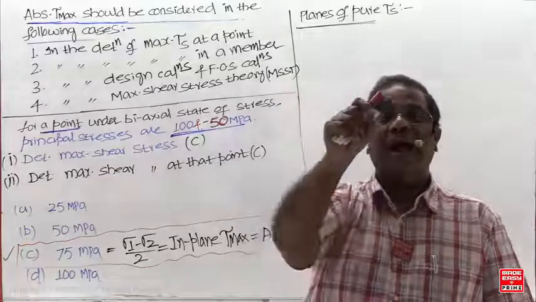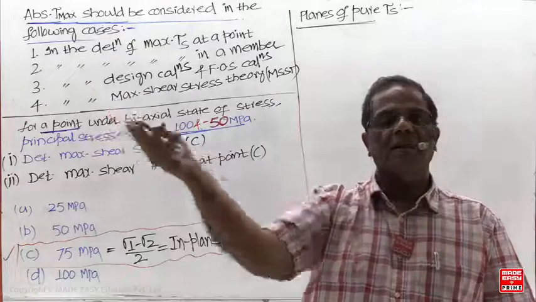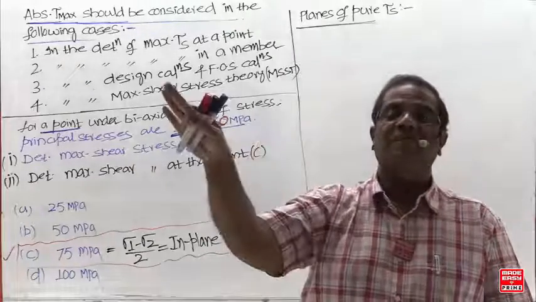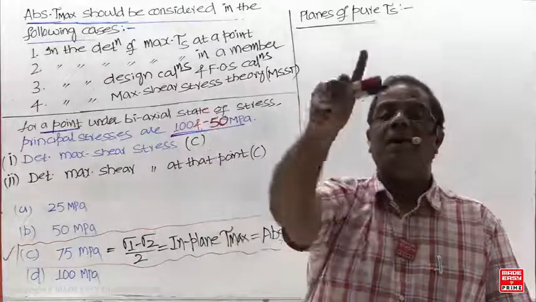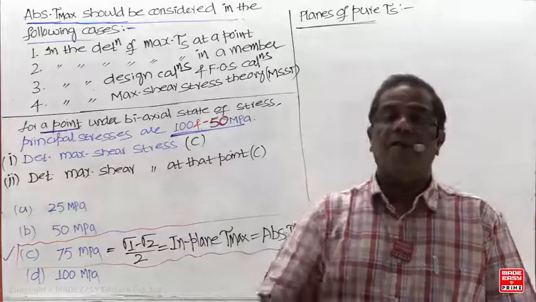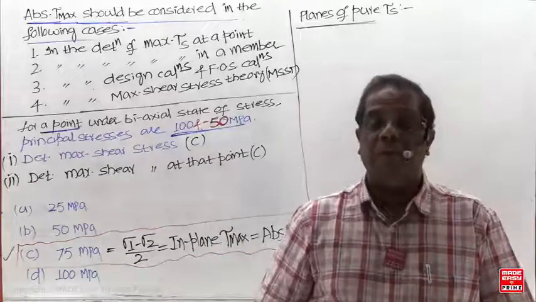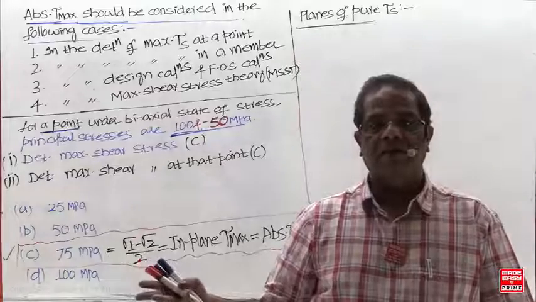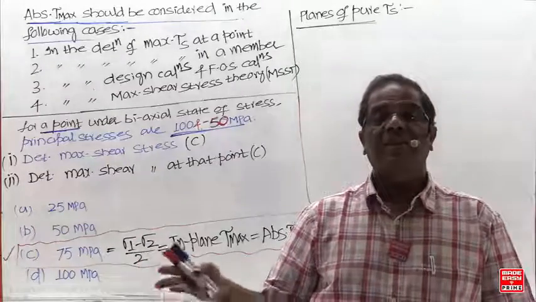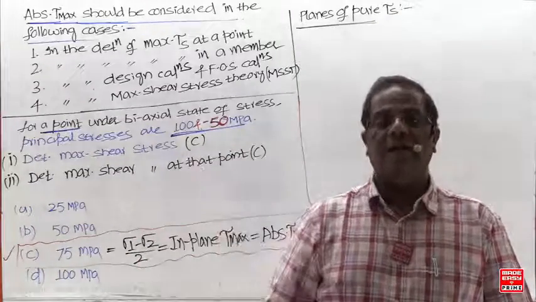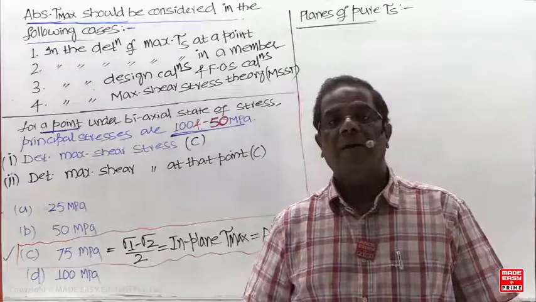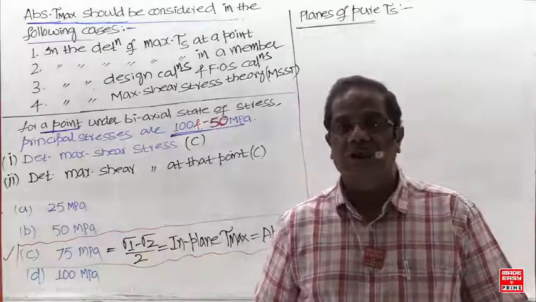In the question, a biaxial state of stress means we don't know the sigma x, sigma y, tau xy values. But whatever the values, principal planes always exist. Tau max planes will exist, but planes of pure shear may or may not exist. When will they exist? When the principal stresses are unlike in nature. When the principal stresses are like in nature, they will not exist.